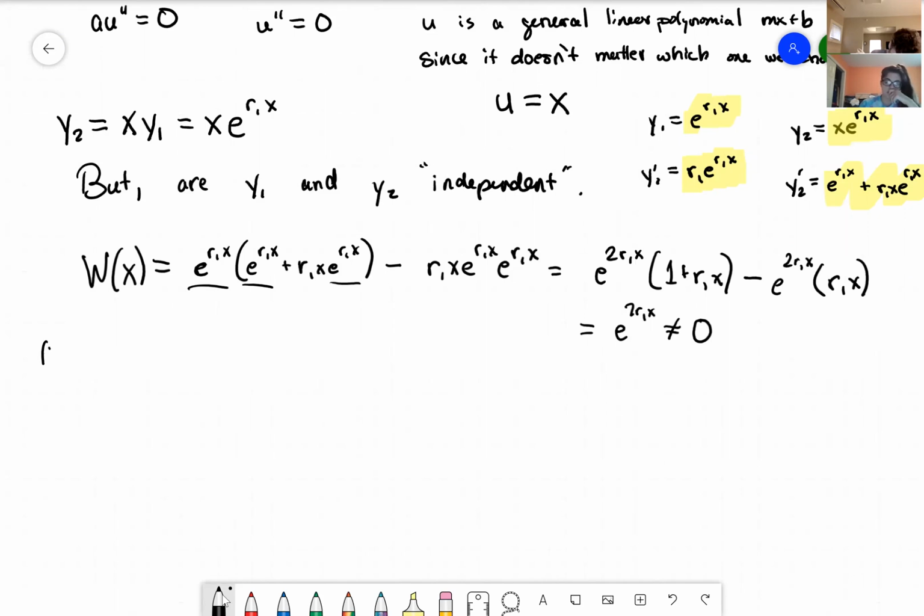So we get that our fundamental set is e to the r1x and x e to the r1x.